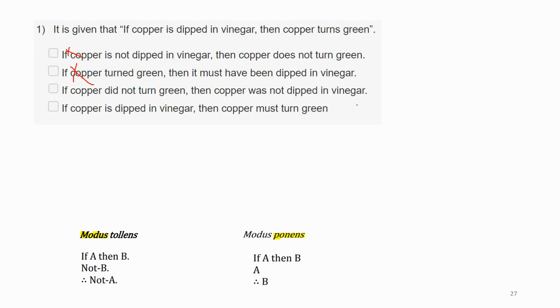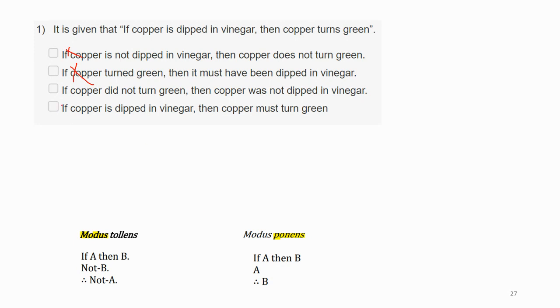So if you look at this modus tollens and modus ponens test, modus tollens, what does it say? That if A, then B. So if not B, then not A. It's not B means if B is not true, then A is also not true. And modus ponens said if A, then B, and if A is true, then B is also true.